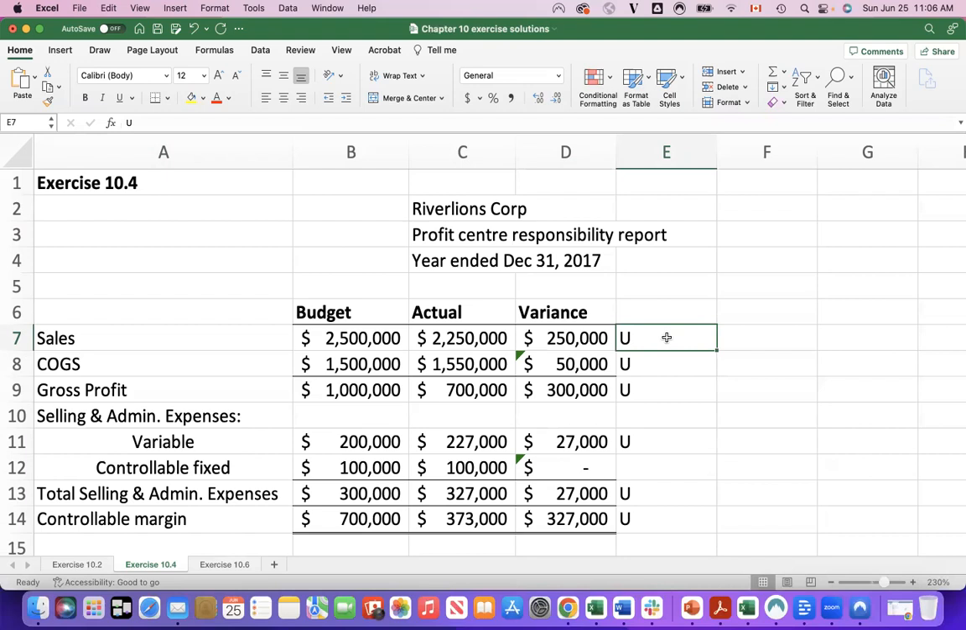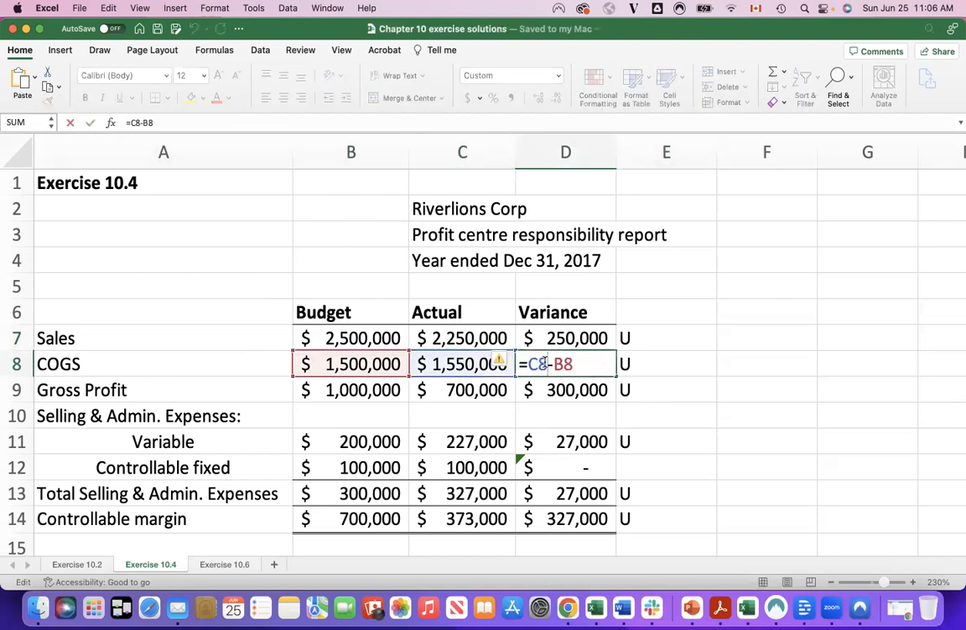Expenses work the opposite. If actual is greater than budgeted, then that's labeled unfavorable. So it works a little different depending on if it's a revenue item or an expense item. So that's a little trick to keep in mind. Cost of goods sold, we anticipated to spend 1.5 million. We actually spent 1.55 million. So we overspent by 50,000. So that's going to be a $50,000 unfavorable variance.